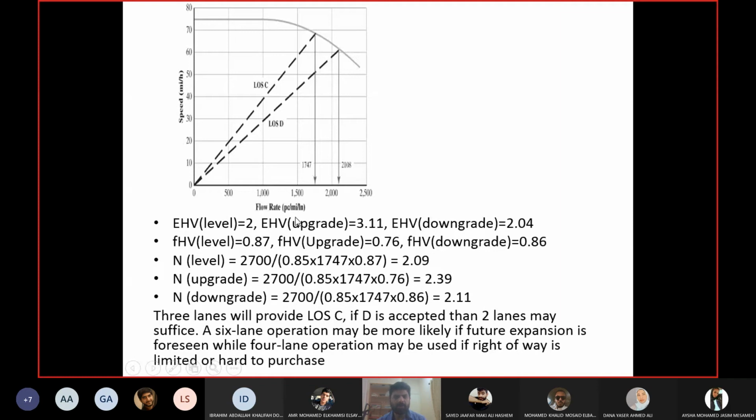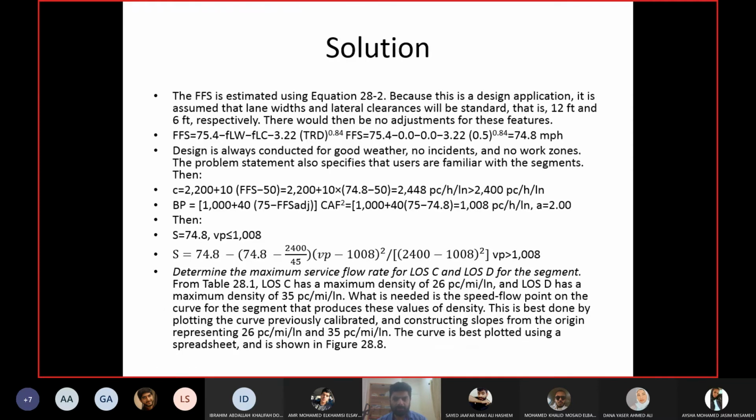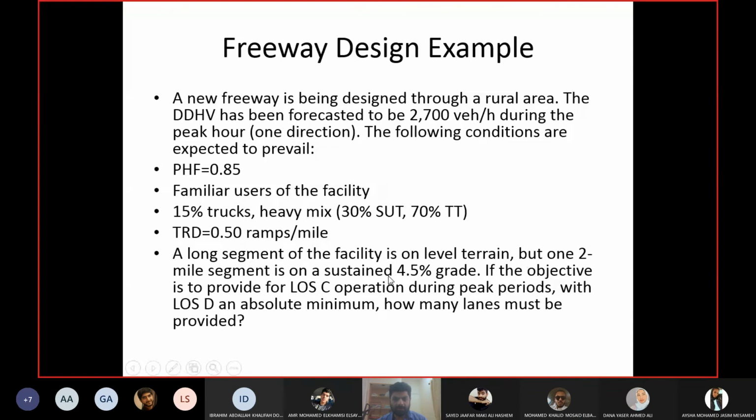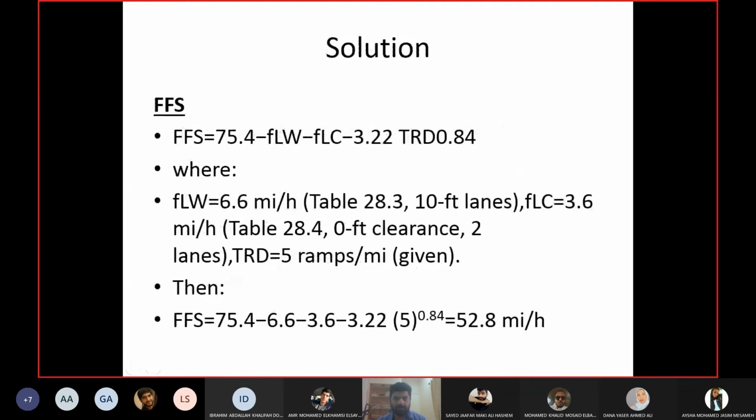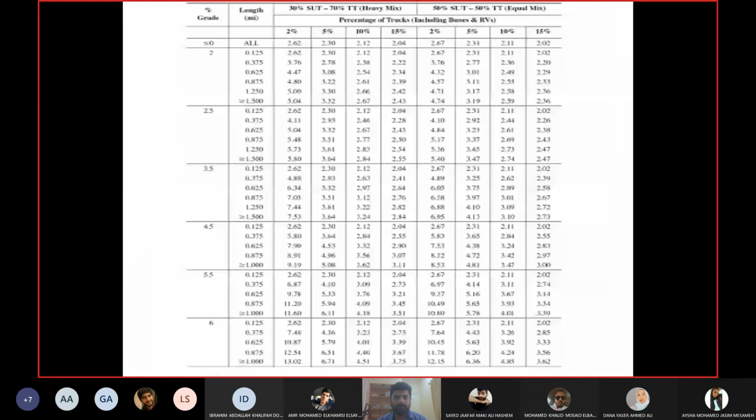Okay, now since they have given me three terrain conditions: upward gradient, downward gradient, and level. So we have a 4.5% gradient for 2 miles, with heavy mix. I will come here. 4.5% is this gradient. Heavy mix is this value. And there are 15% trucks, I think, and the length is 2 miles.